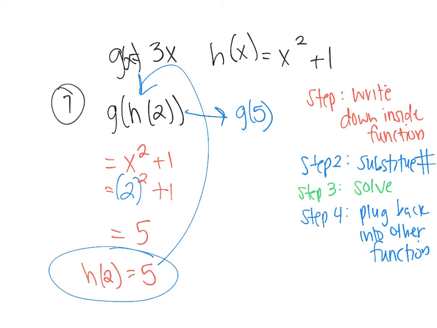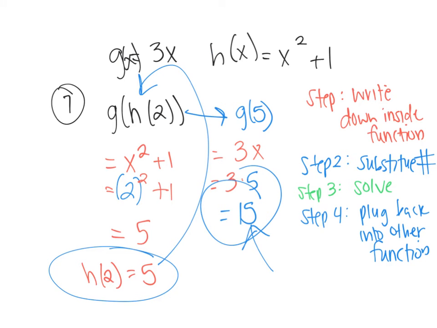Now how am I going to solve for g of 5? Substitute the g, okay, but what am I substituting? I'm not going to substitute g. So the first step on this part I'm going to take is I'm going to write down g. Good, so then it just becomes 3 times 5. So my end answer is 15.